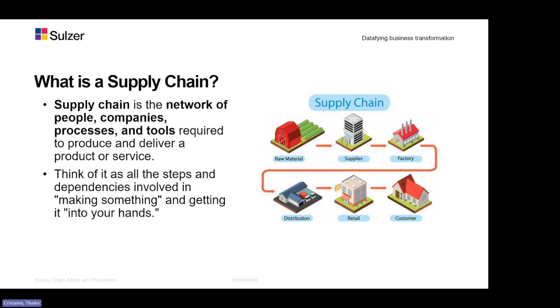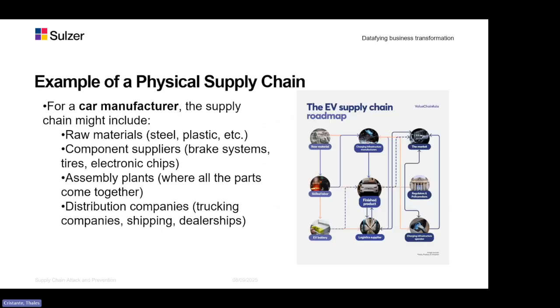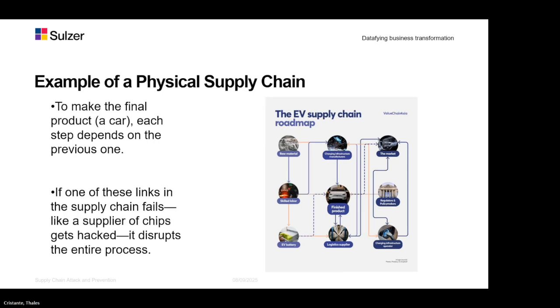So, here is an example. We have some raw materials that go to a supplier, will be processed, distributed, and then go to the customer. An example we can use is car manufacturers. We have the materials that will be produced again, and it will be assembled to make the car, and then go to the market for people to buy it. Each step depends on the previous, and if anything fails, the process will stop or be damaged.